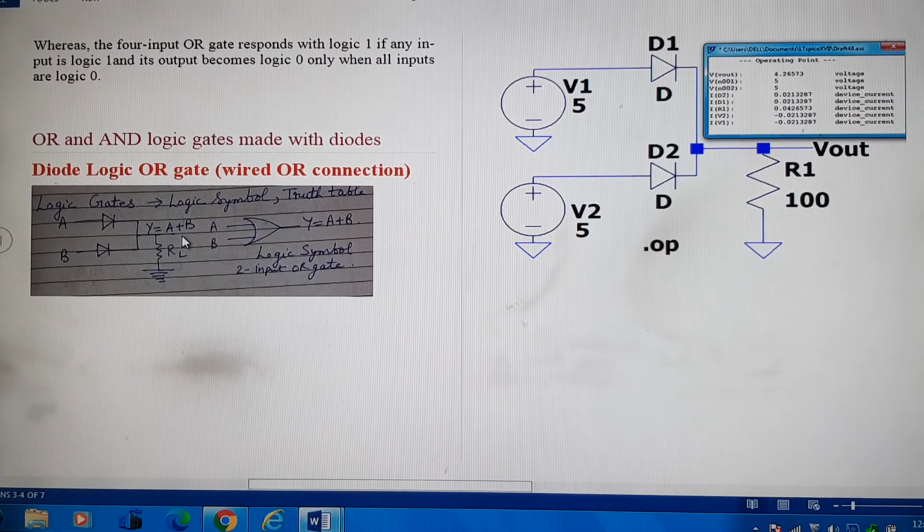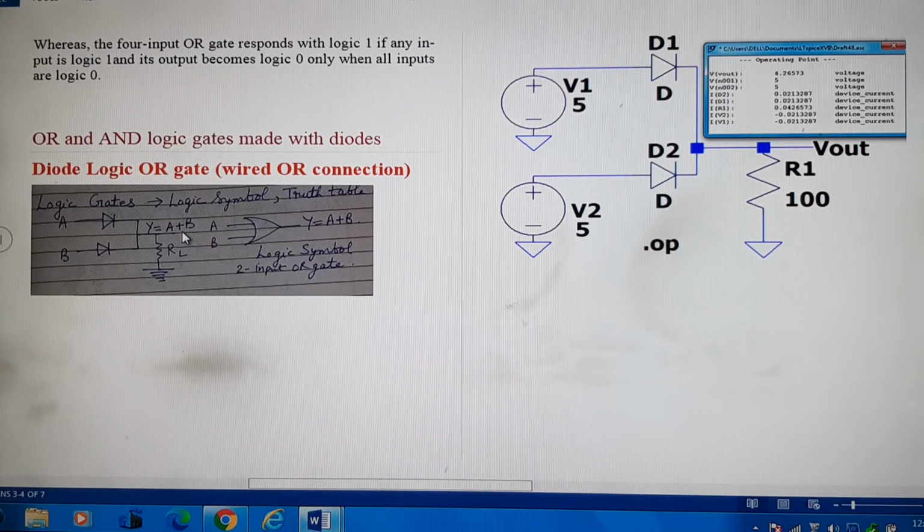Now how will this circuit work? If one or both the inputs A and B, either A or B or both A and B, are at 5 volts, interpreted as logic 1. Here we can say that voltage level ranging from 4 to 5 volts is interpreted as logic high. Here we are assuming the practical diode model. So we are considering a particular range to be logic high.